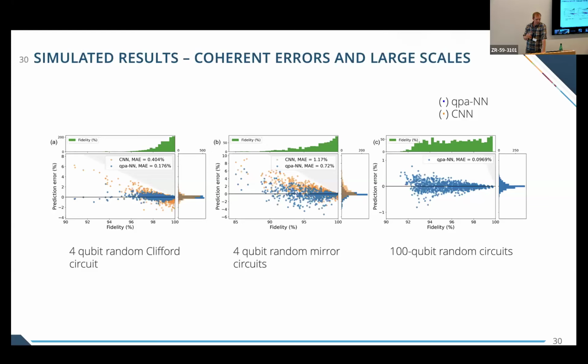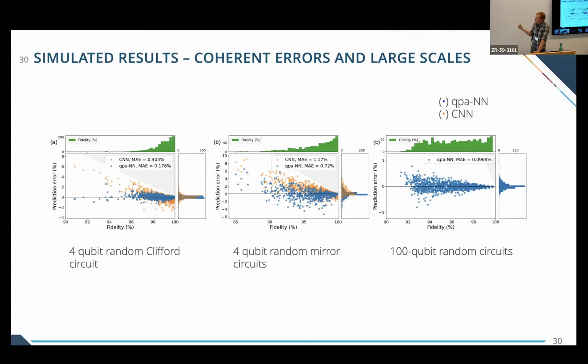And in my last few minutes here, I just want to flash up some results. These are some simulated results where the figures are kind of hard to read, but we know in simulation what the actual fidelity of these circuits is, and we can make predictions. So we plotted the true fidelity of the circuit along the horizontal axis, and the vertical axis is how wrong we were in our predictions. The old CNNs are these yellow dots, and the blue dots are the new physics-aware neural networks, and they do quite a bit better.